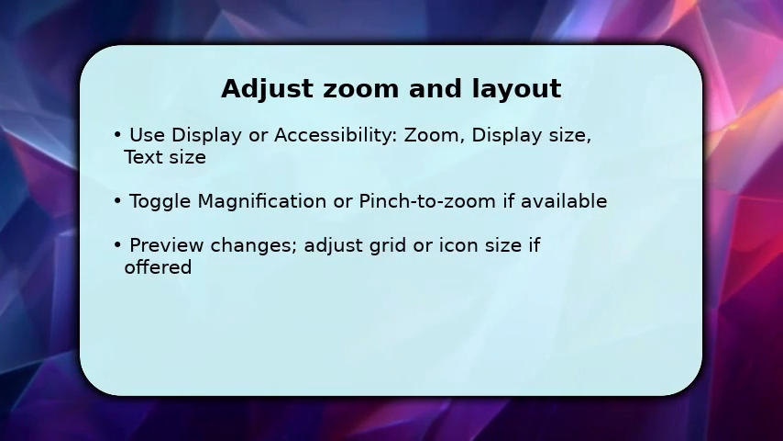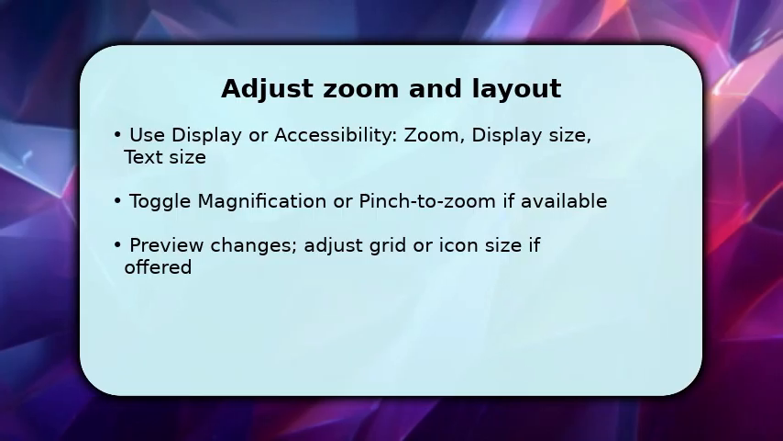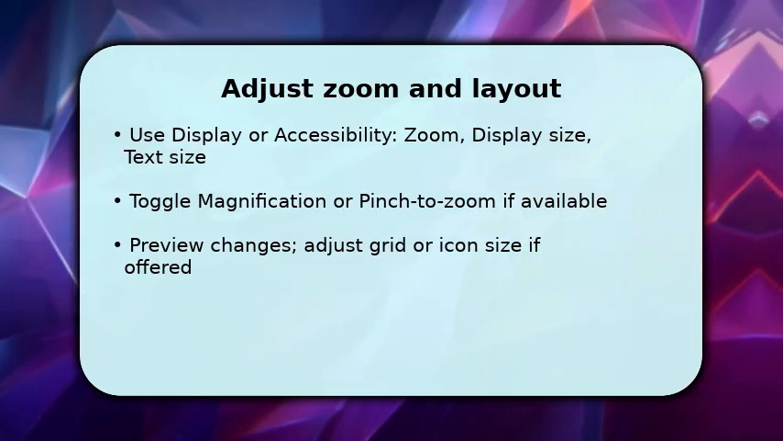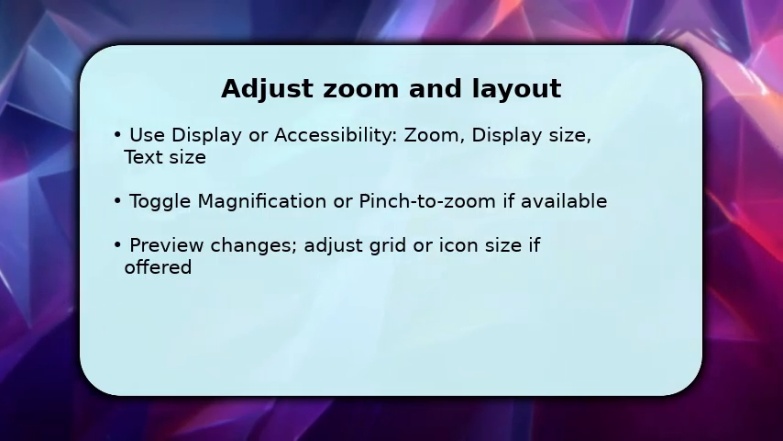Now change the actual zoom settings. In Display, choose Display Size, or in Accessibility, pick Magnification. You want to increase home screen scale, not just text. That alters icon spacing and widget proportions.